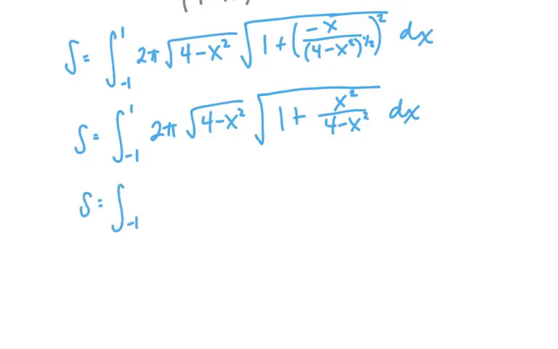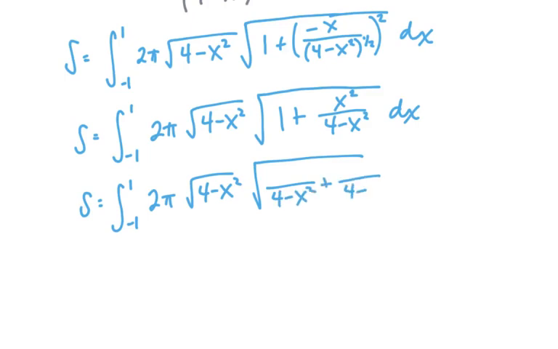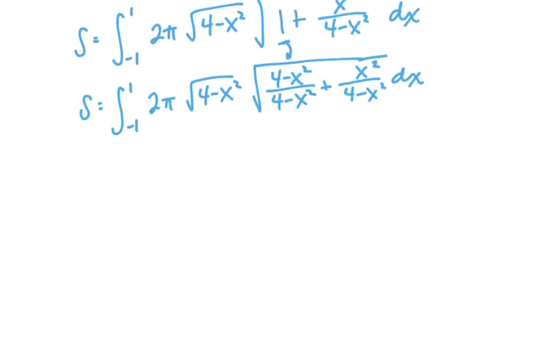So S equals the integral from negative 1 to 1 of 2 pi, the square root of 4 minus x squared, times the square root of, using common denominators, 4 minus x squared plus 4 minus x squared. So what you write on the bottom, you also write on the top. Pause and think about that for a minute. If you don't understand it, just pause it and think about it because it makes sense. When you put 4 minus x squared on the bottom, you have to also write 4 minus x squared on the top in place of this 1. So that's what's going on there.